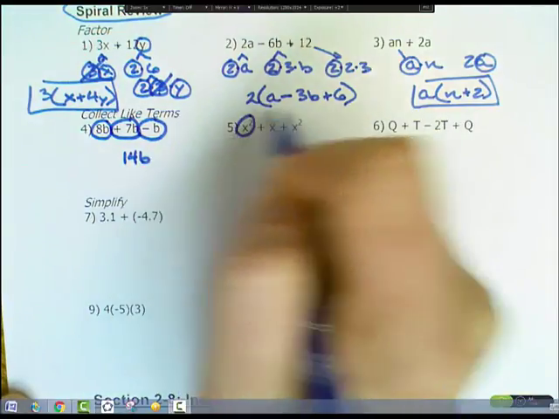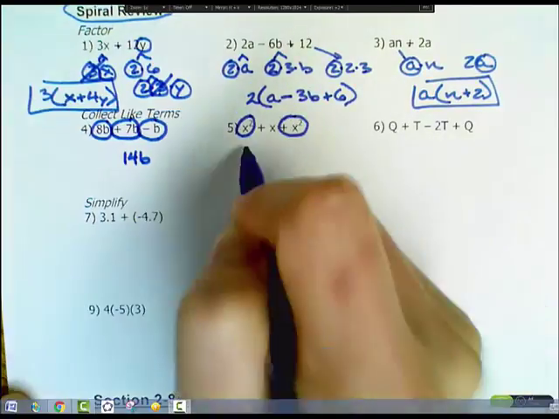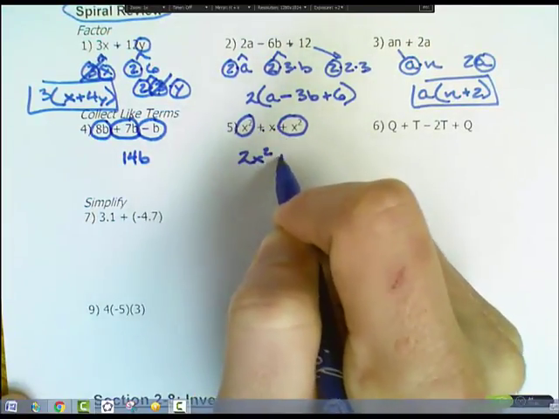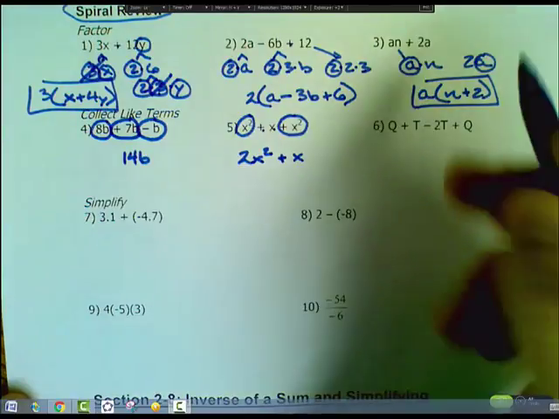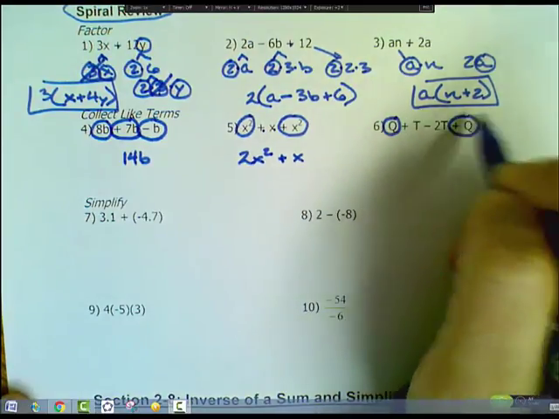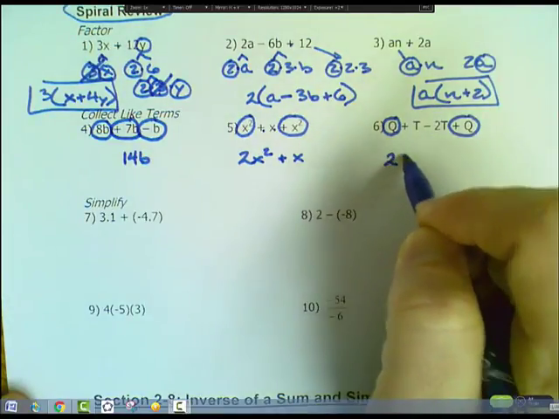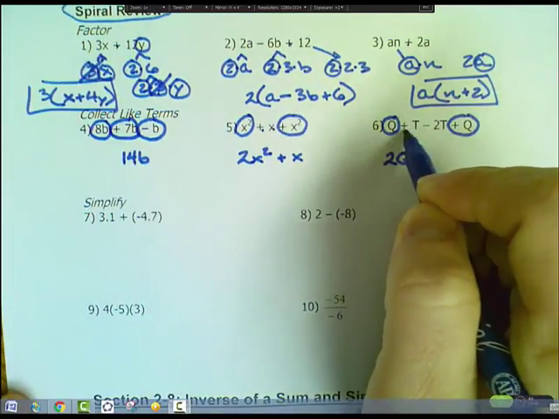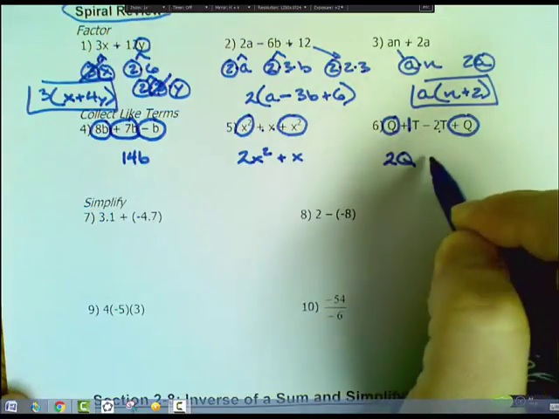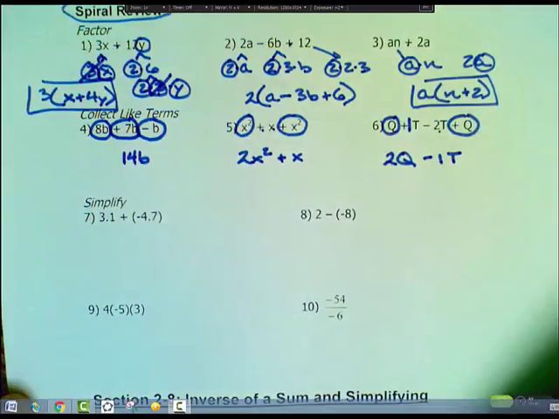Here I have x squared plus x squared. That means I have 2 of the x squareds. And then I also have plus x. This next one here, how many q's do I have? I have 1 plus 1 more, so I have 2 q's. And then we have a positive t minus 2t. So positive 1 minus 2 is negative 1t.